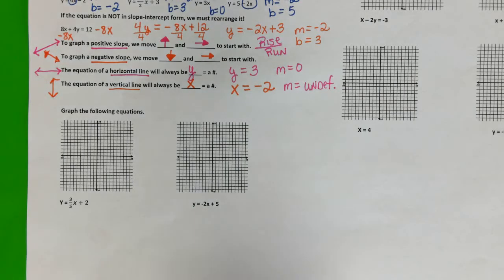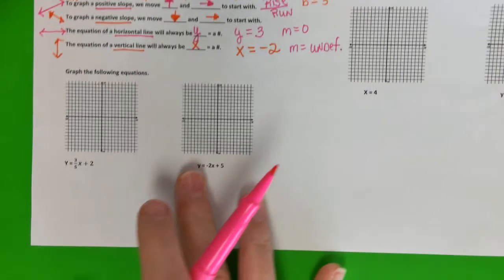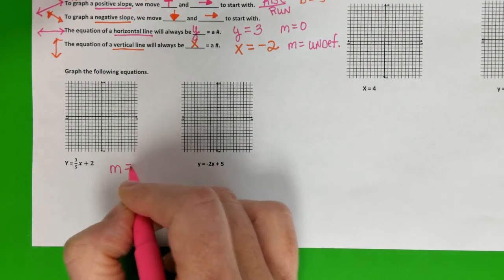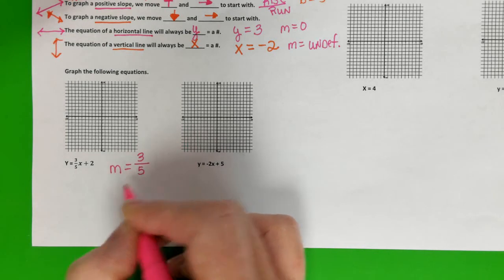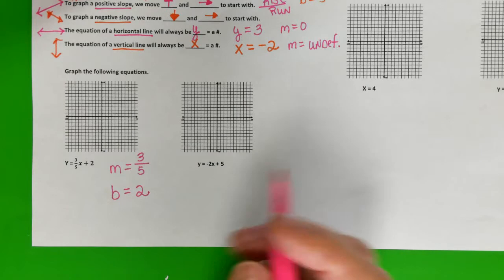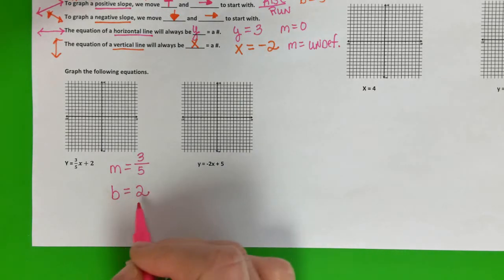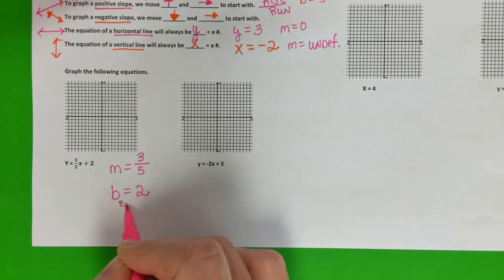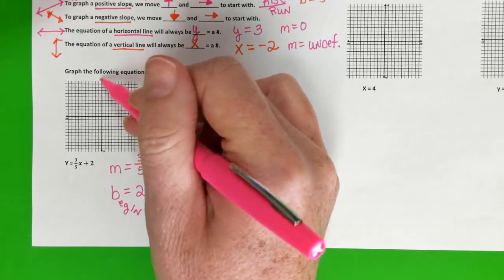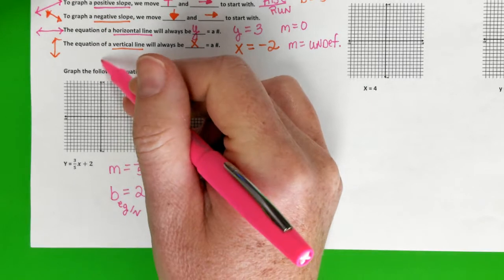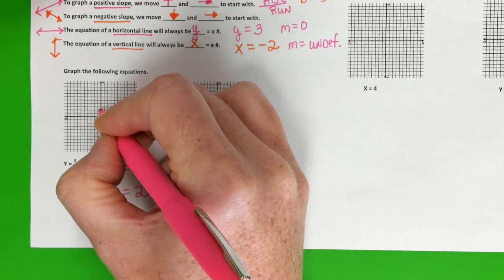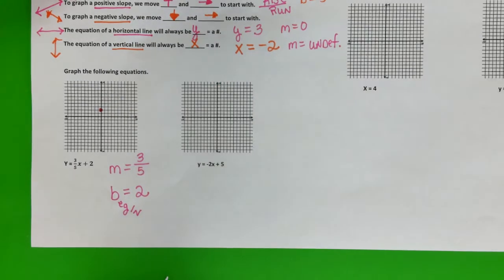Okay, let's look at our first example. So the first thing we want to know is, what is our slope? Our slope is 3/5, and our y-intercept is 2. Now, the first point that we plot is the y-intercept. We begin with the y-intercept. Remember, y-intercept is where the graph crosses the y-axis. So I'm going to go up here where y is 2, and I'm going to put a point.